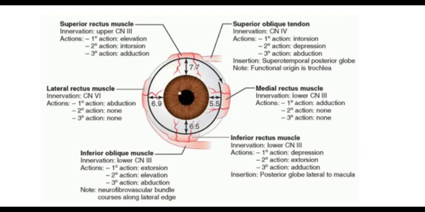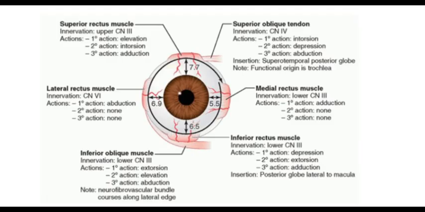Then the primary action of the superior oblique is actually intorsion, and the secondary action is depression. While for the inferior oblique, the primary action is extorsion, and the secondary action is elevation.